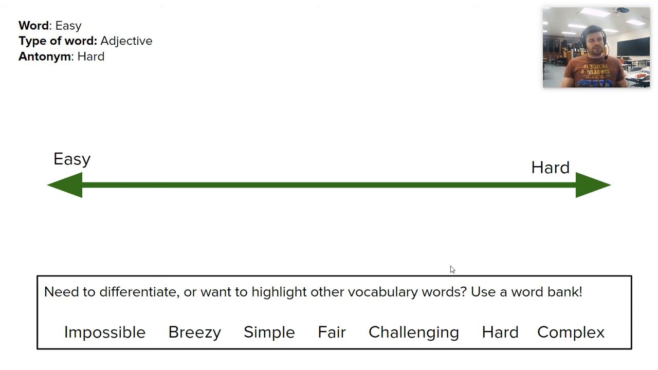And then for my 6th graders, I actually provided this word bank for them at the bottom because I felt like from previous experiments, they were really having a hard time drumming up the synonyms and antonyms. My 7th and 8th graders didn't need it as much, but if you need to differentiate or if you want to highlight specific vocabulary words and keep them on track, use the word bank.